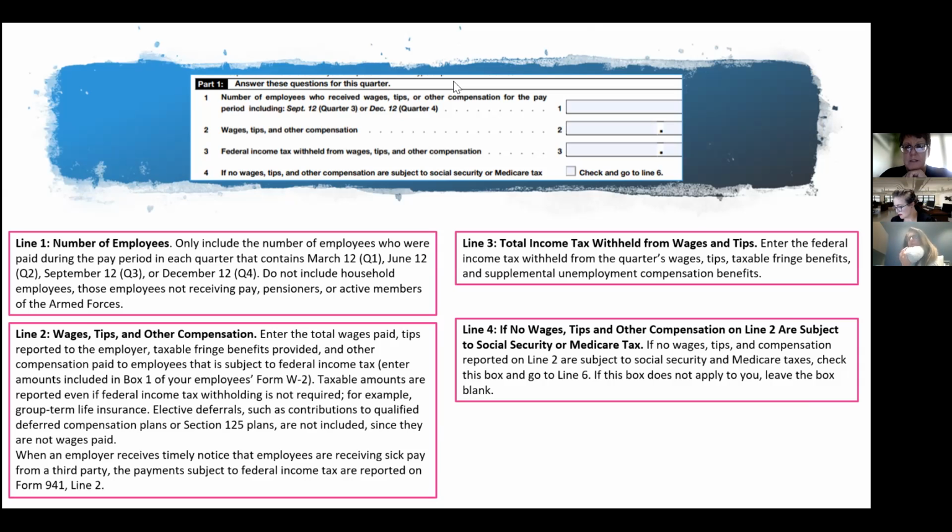Line 3 is your total income tax that has been withheld from these wages. And line 4 is if you didn't have any wages or tips or other compensation, you're going to check that box. Maybe if you're like a seasonal employer, you can check that. They may know that you're a seasonal employer. You're just going to file that. You're going to still check that you didn't have any wages that you've paid. That's what line 4 is for.